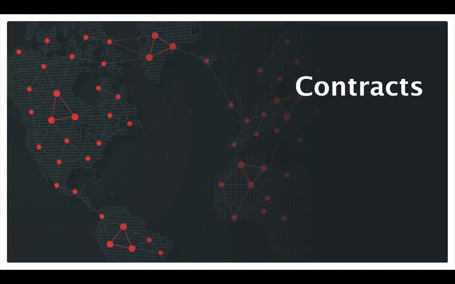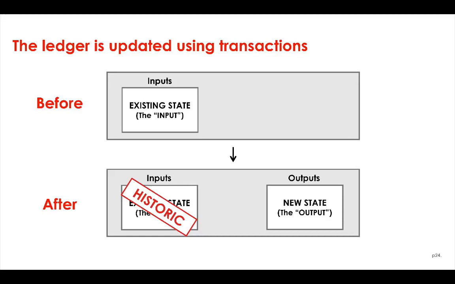In this section, we're going to talk about Corda contracts. The contract will be the second component of our token Corda app that we'll build. We saw earlier that in Corda, the ledger is a set of shared facts or states. So how do we update this ledger over time?